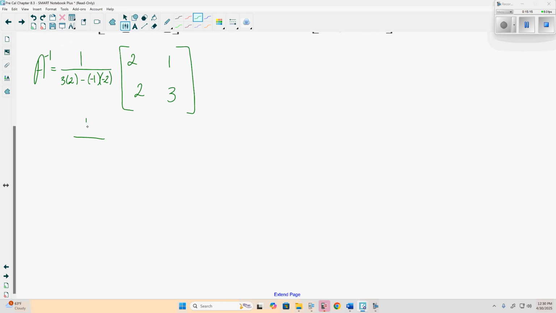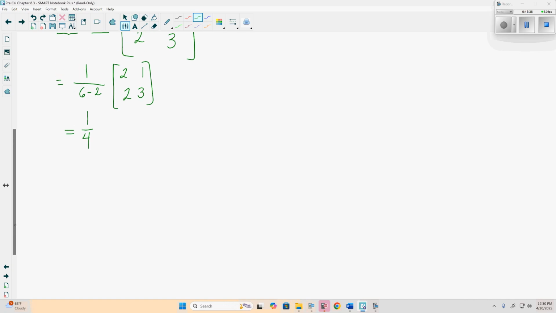Now we can deal with the fraction in front first. 3 times 2 is 6. -1 times -2 is 2. 6 minus 2 is 4. So we have 1/4 of the matrix 2, 1, 2, 3.